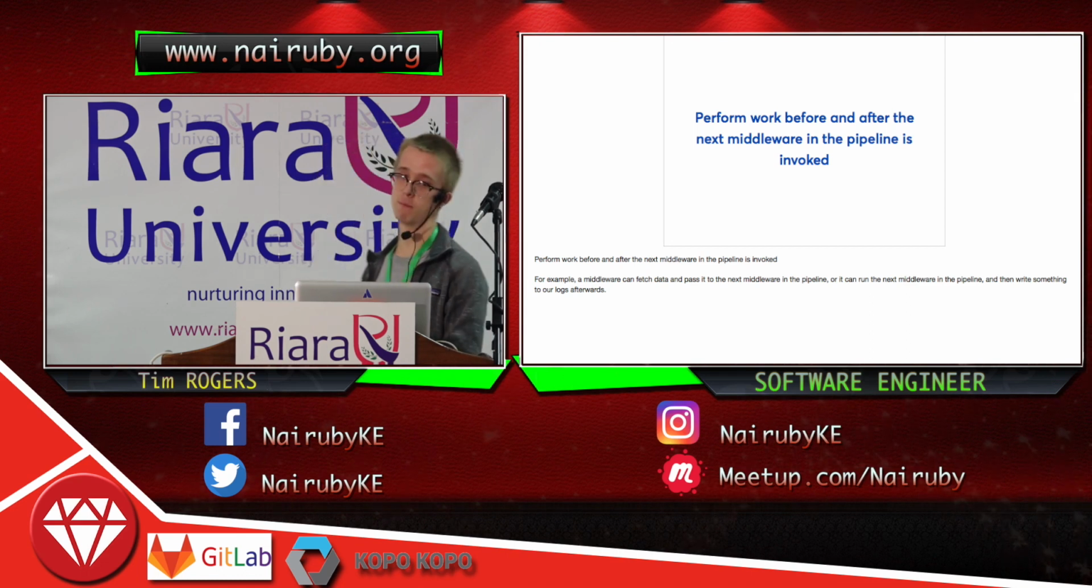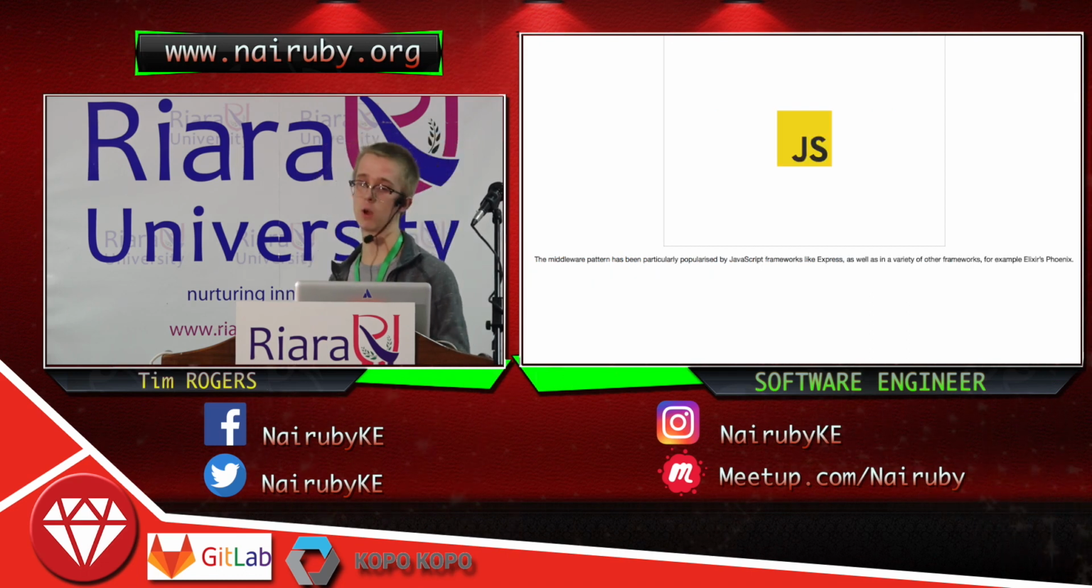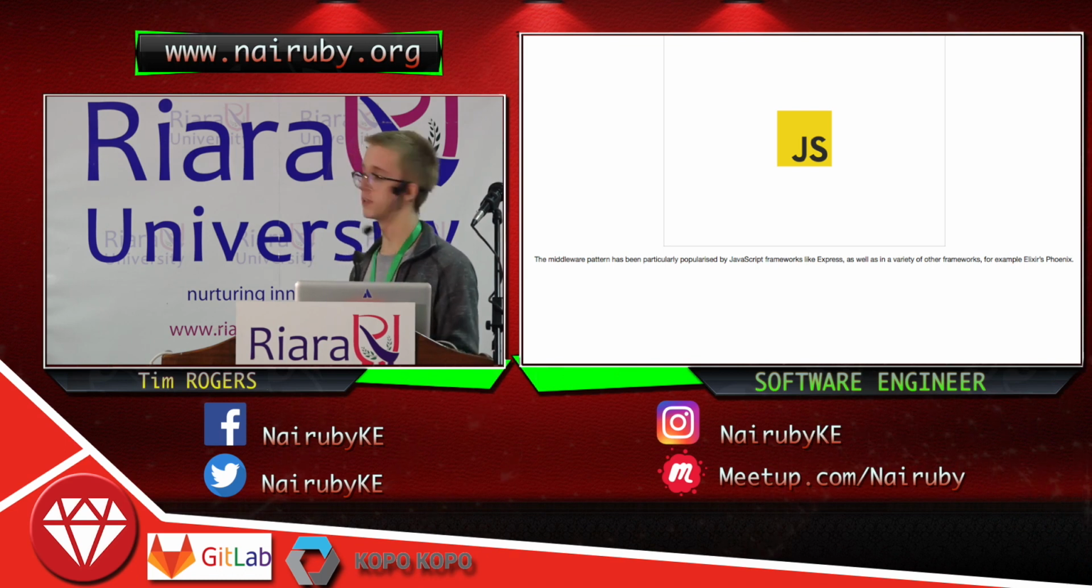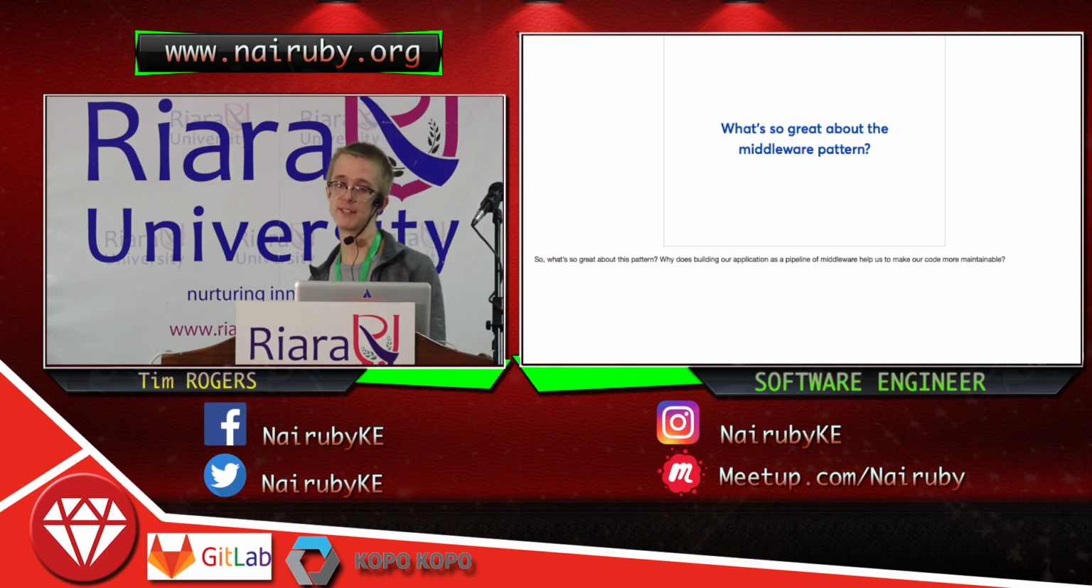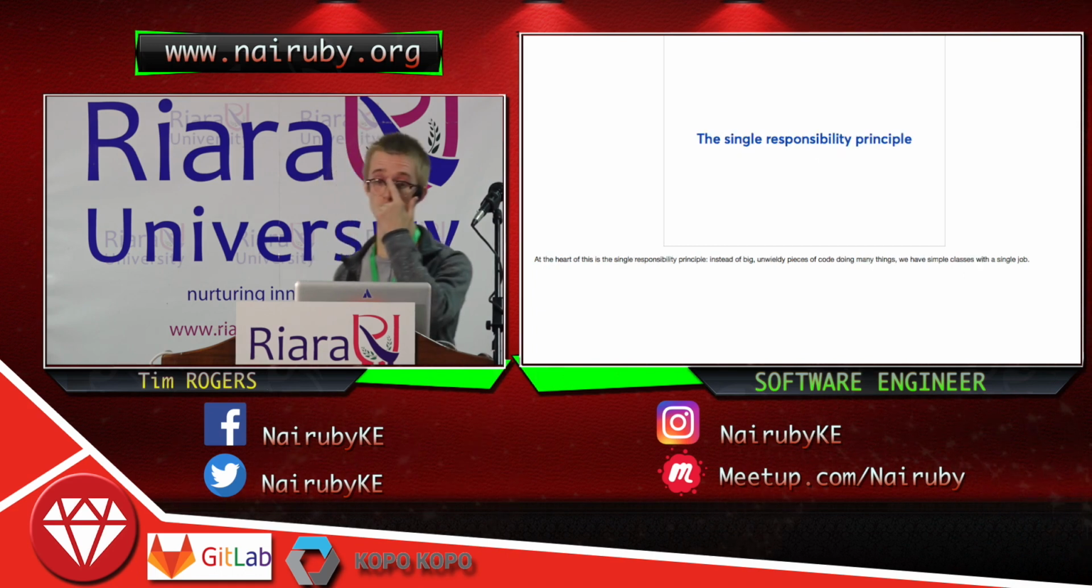The middleware pattern has been particularly popularized by JavaScript frameworks like Express, as well as in a variety of other frameworks and languages, for example, Elixir's Phoenix. So what's so great about this pattern? Why is it that building our application as a series of middleware, these discrete classes, helps us to make our code more maintainable? At the heart of this is the single responsibility principle.